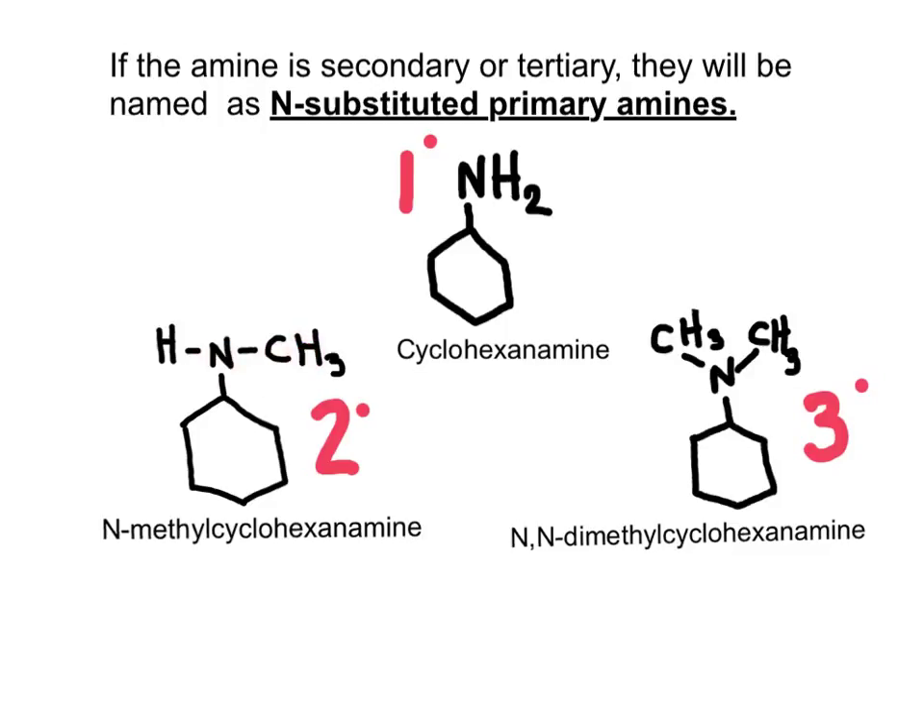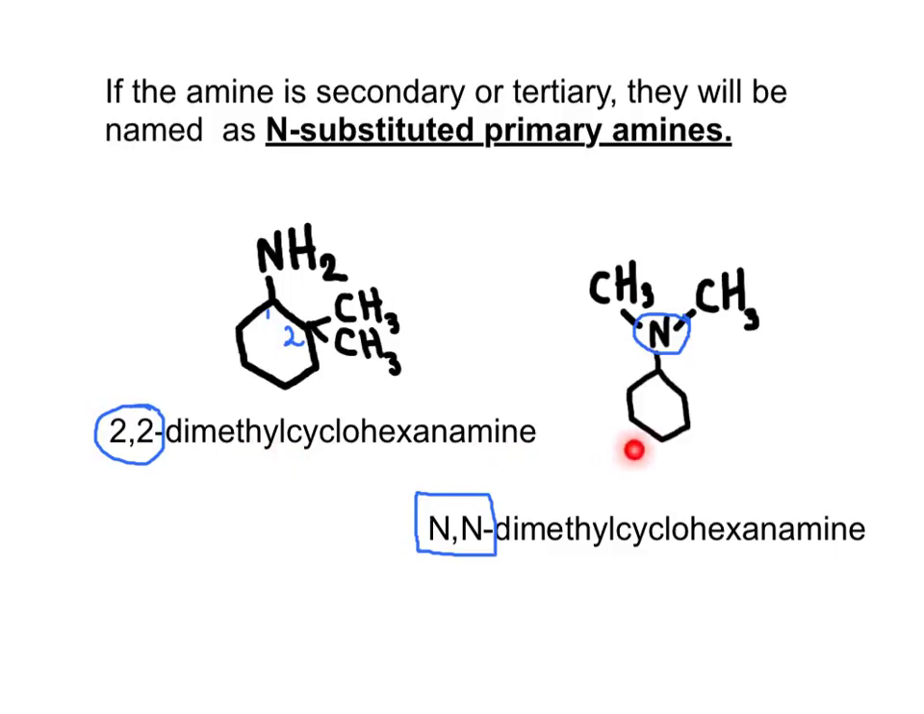I have only one substituent on this nitrogen, so I put N-methylcyclohexanamine. All of this is only one word. In the second case, the nitrogen is bonded to 2 methyl groups, so this is cyclohexanamine, but the nitrogen is bonded to 2 methyls, so this is N,N-dimethylcyclohexanamine.